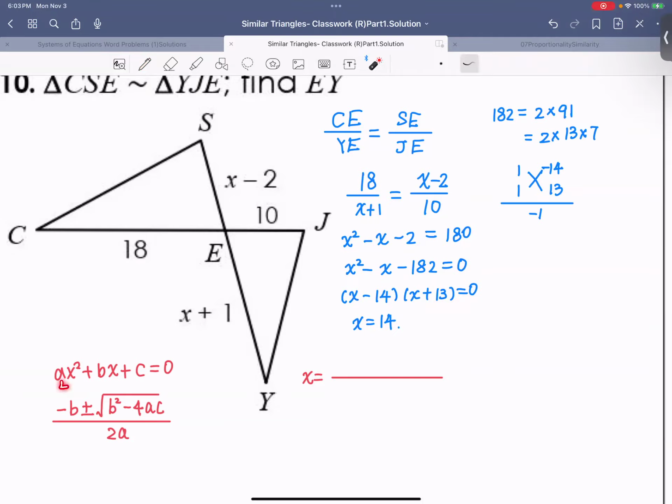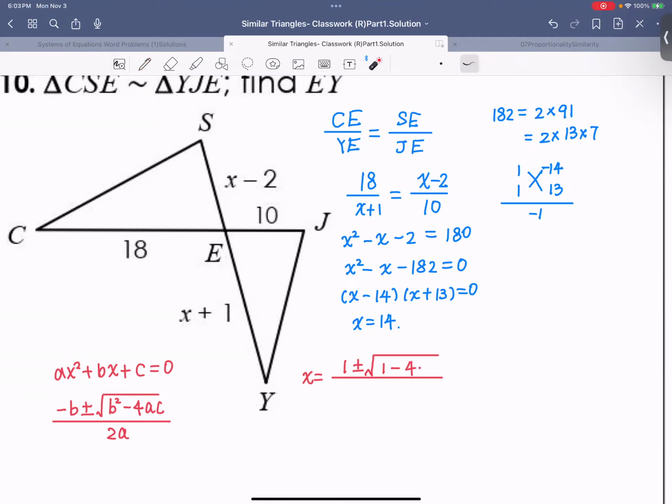So A is 1, B is negative 1, and C is negative 182. Okay? Go, plug in. So it'll be 1 plus minus square root. Square of negative 1 is 1. Minus 4 times A, C.